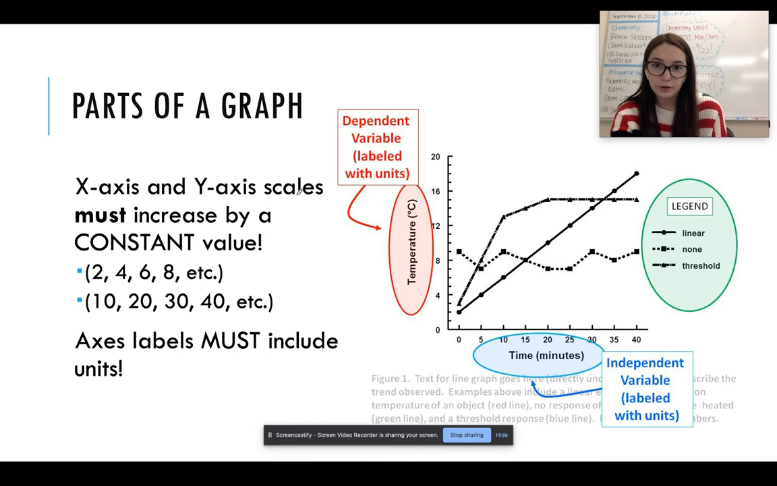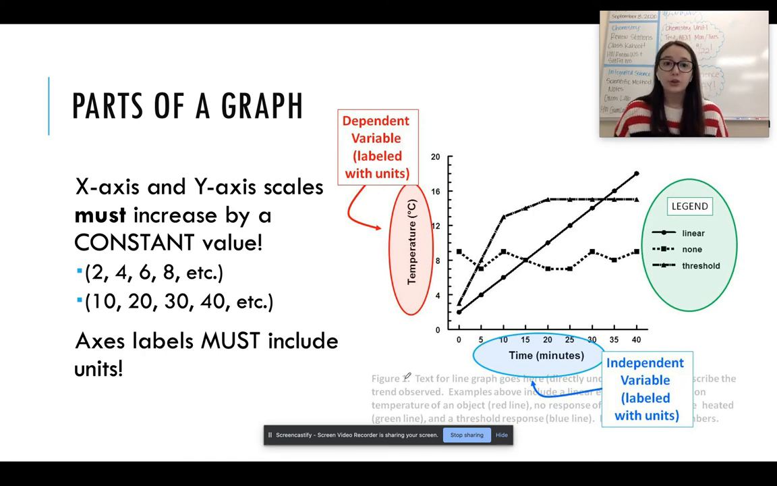When you're doing the parts of your graph, your x-axis and your y-axis have to increase at a constant value. They don't have to be the same. For example, right here, I have my zeros, and my time is in minutes and it increases by 5s, whereas my temperature is increasing by 1. So your variables don't have to have the same constant. If my x is 5, I don't have to have my y as 5. However, I can't just hop around where I want. They have to increase consistently, and they have to increase. You cannot have a decrease.